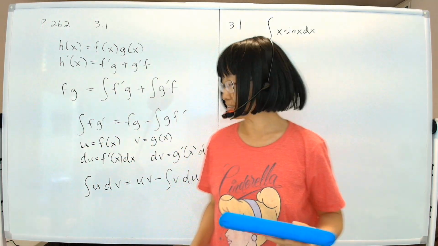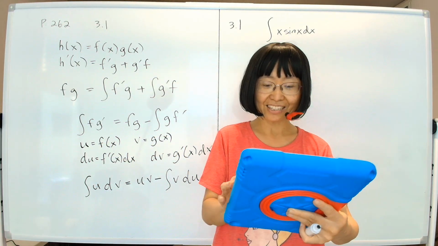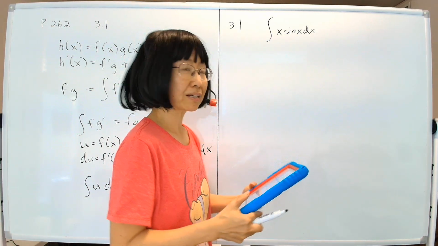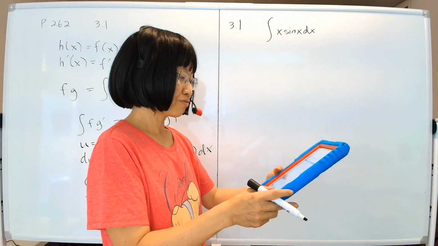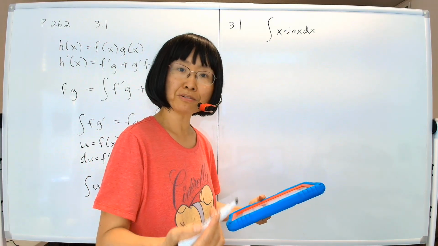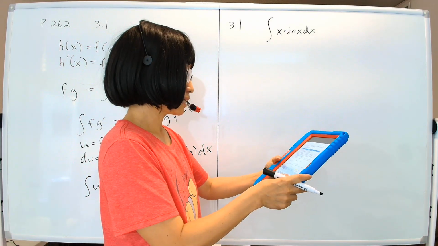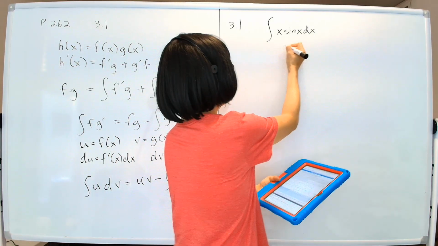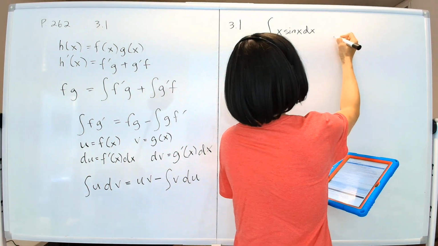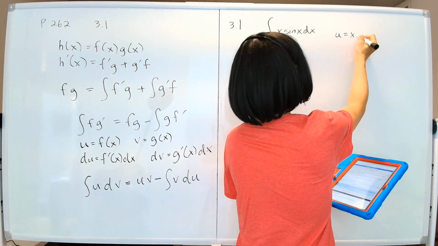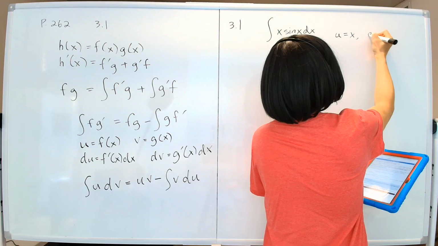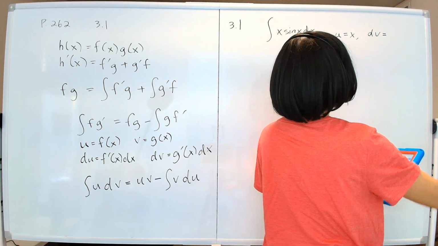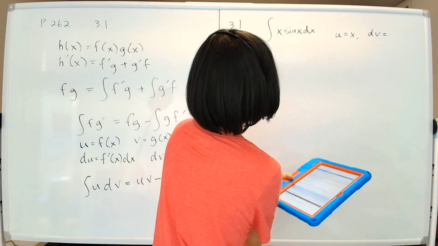Well, we're going to use this brand new trick that we learned called integration by parts. The most important part of the trick is to figure out what to pick for u and what to pick for dv. In this case, as your book suggests, we'll pick u equals just x, and dv equals sine x dx.